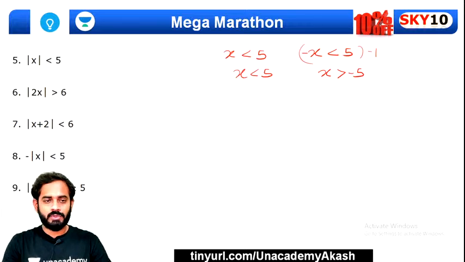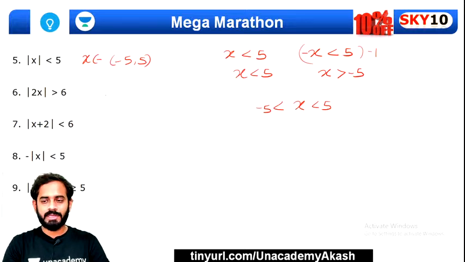So x belongs to what? Here directly you can write this combined. You can write this as x is less than 5 and greater than minus 5. So x belongs to minus 5 to 5. This is the answer for this question. Very simple. Now let's try to solve this next question.